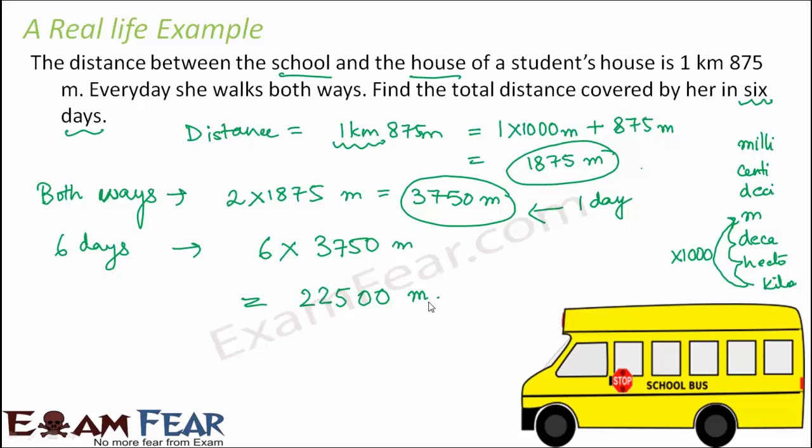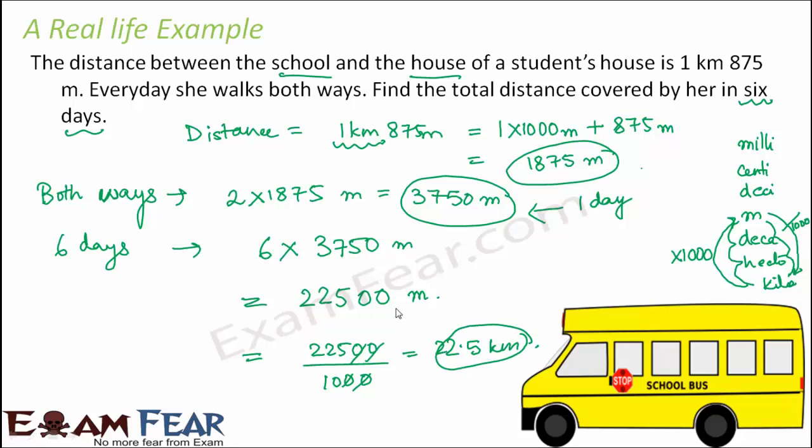Now if I ask you to convert this meter into kilometer again, what will you do? So now I am asking you to convert from meter to kilometer. So you are coming down. So you will divide. Divide by what? 1, 2, 3. 3 steps. So 3 zeros. So divide by 1000. So when you divide this by 1000, so what happens? You get 22.5 kilometers. So this is the total distance that she covers in 6 days. It is 22.5 kilometers or 22,500 meters. So this is an example where we made use of units.